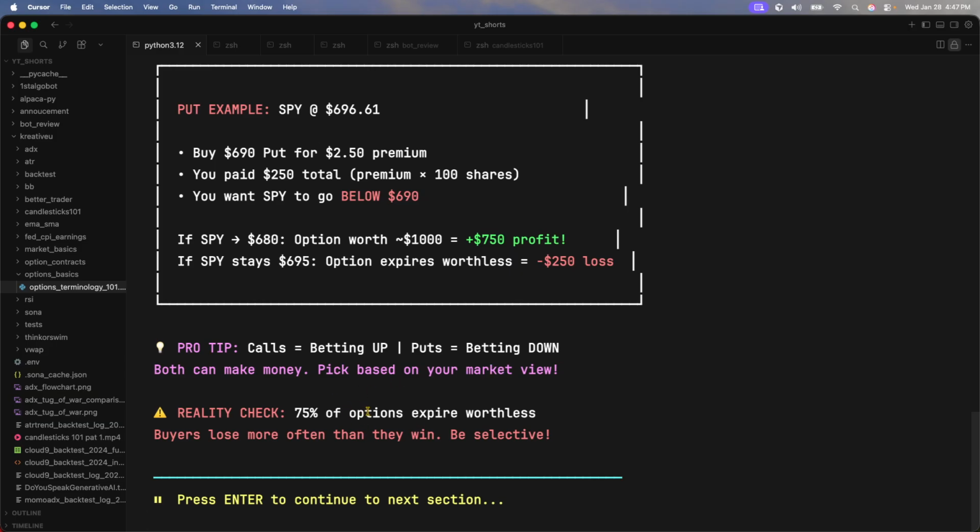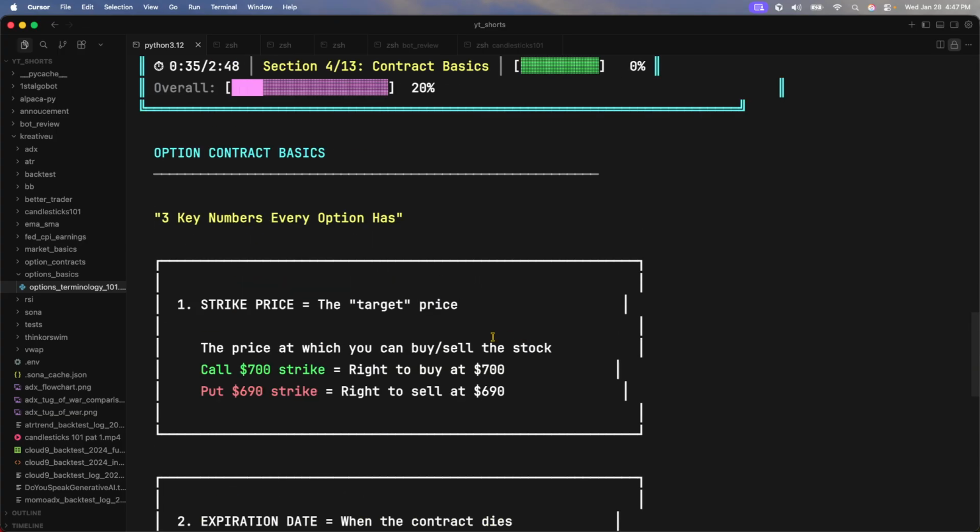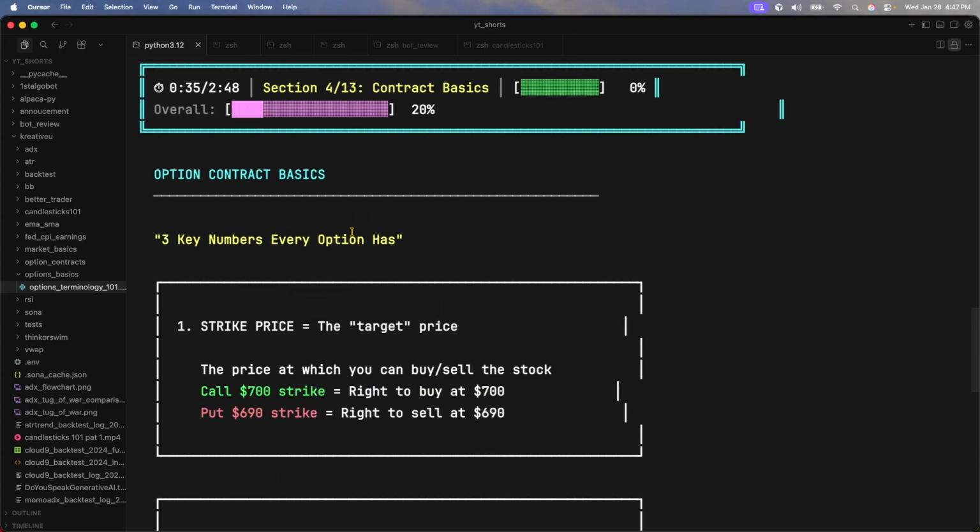Reality check, 75% of options expire worthless. 75% of them. That means only a quarter of people are making money. That's crazy. So what's the thing about algo trading? Buyers lose more often than they win, so we have to be super selective. 75%. That's high, fam.